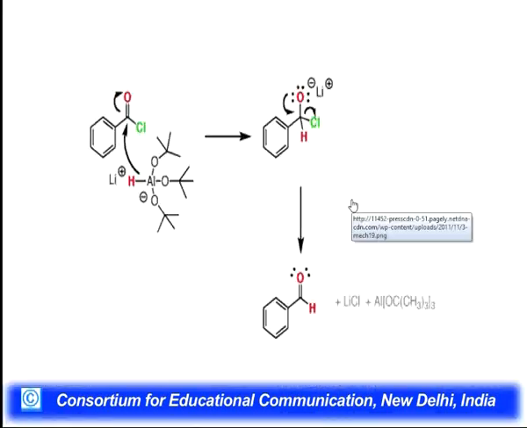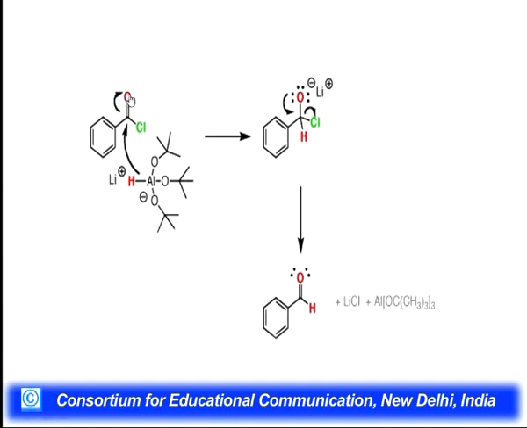So if we go on now to the next reaction, the next reaction is the reduction of esters to aldehydes by using DIBAL. What is DIBAL? DIBAL is diisobutyl aluminium hydride. That is another reducing agent, which is a selective reducing agent, or a mild reducing agent.